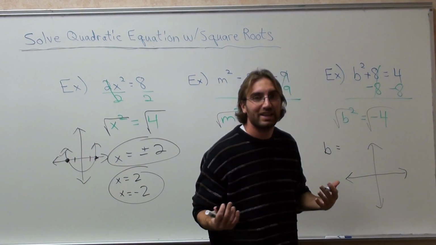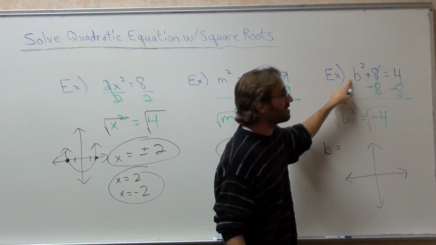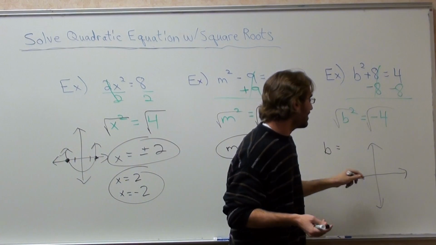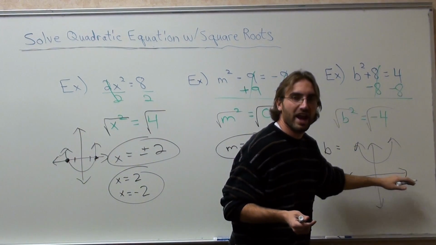Now, what that graph looks like is something like this. Now, I don't know exactly what it looks like. I know that the number in front of the b squared is positive 1, so I know it's going to go up, and it's never going to hit the x-axis, so it could look something like this. See, it's never going to hit that axis.